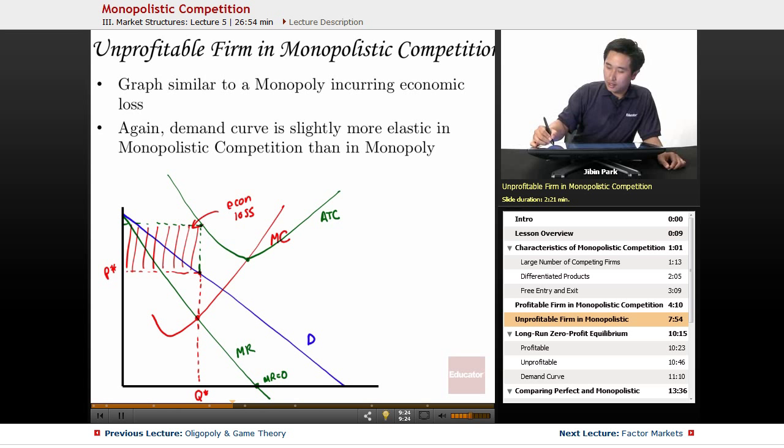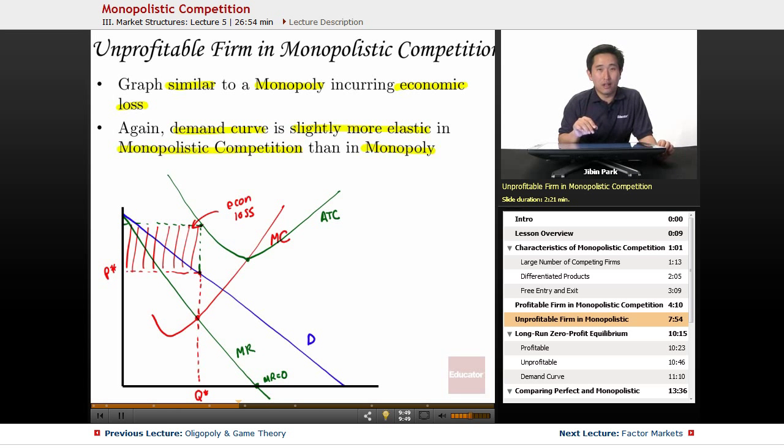So again, to go over this here, the graph is similar to a monopoly incurring economic loss. And again, the demand curve is slightly more elastic in monopolistic competition than in monopoly. But basically you have identical graphs right here. You have a monopolistically competitive firm with some pricing power, and it's going to incur a loss. And that's basically what's going on.